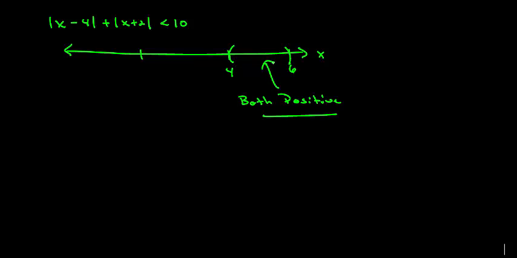Now let's look at an interval where both of these guys are negative. Well, clearly anything from 4 or less will make this guy negative, and anything from -2 or less will make this guy negative. So if I go -2 or less this way, then both these guys should be negative. Watch. Let's grab a number over here like, let's say, -3. Then it'd be the absolute value of -3 minus 4 plus the absolute value of -3 plus 2.